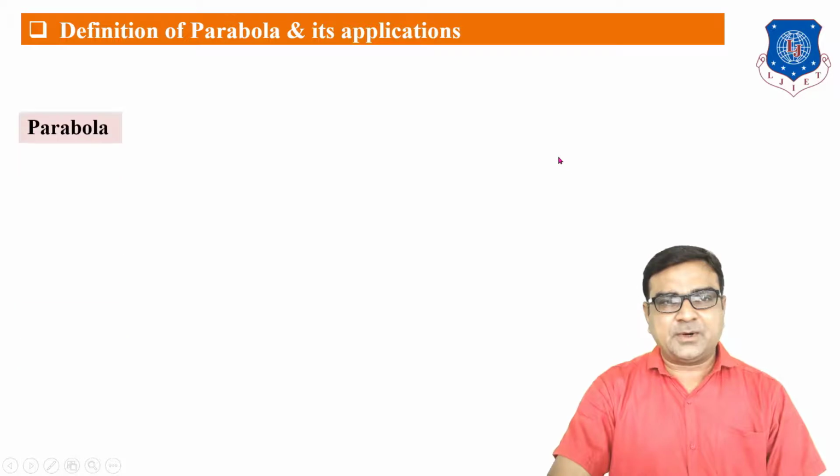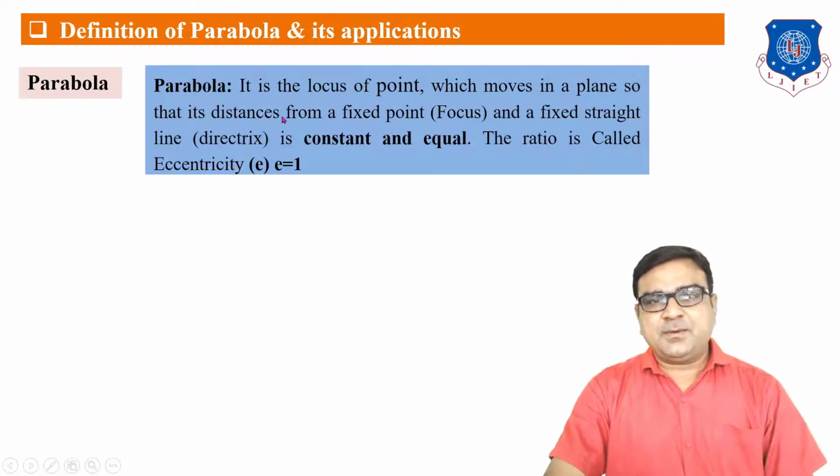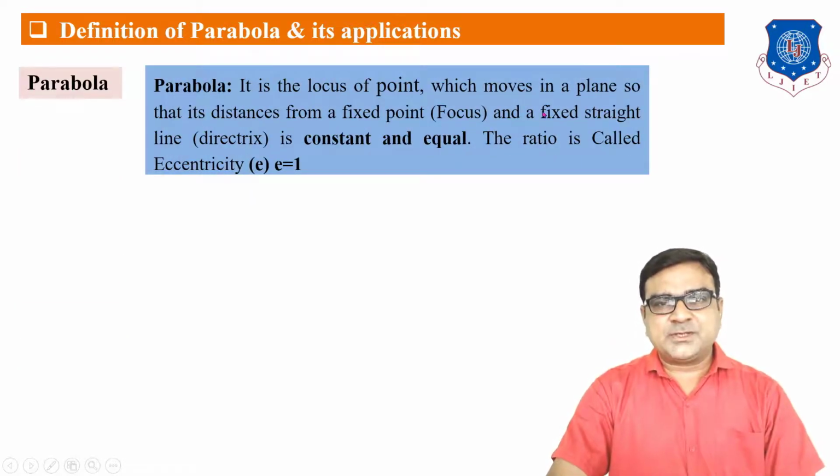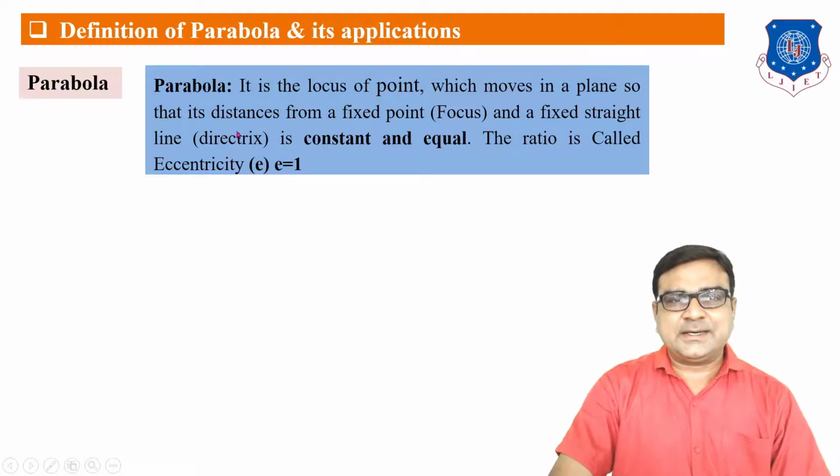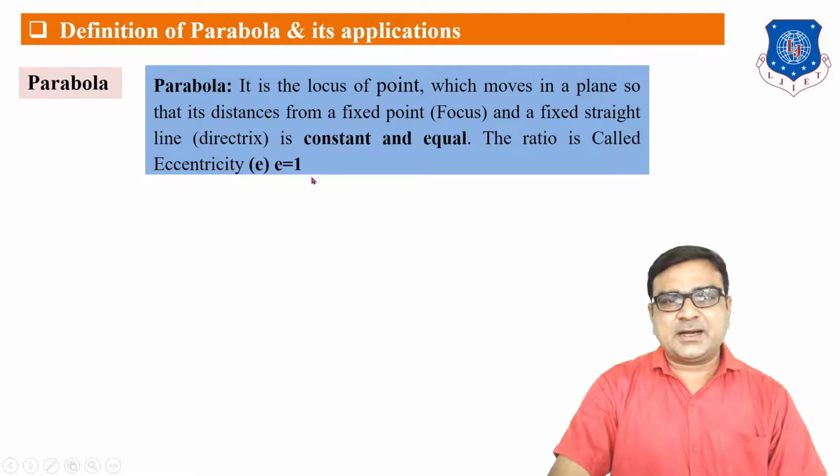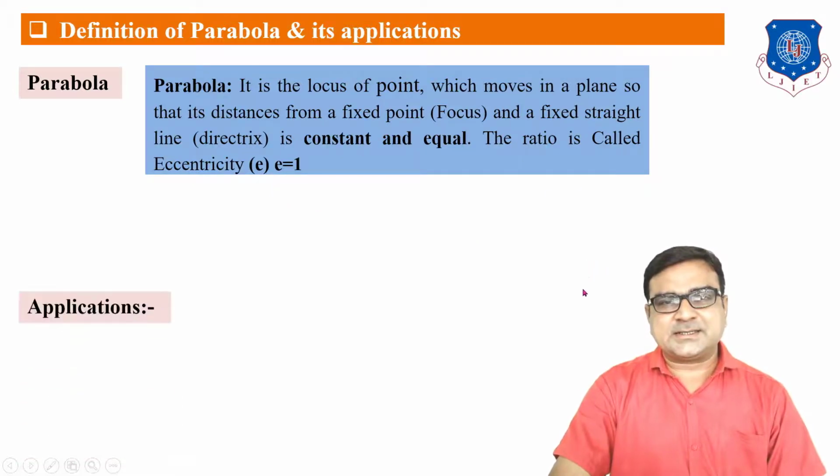Now parabola. The parabola is the locus of a point which moves in a plane so that its distance from a fixed point, the focus, and a fixed straight line, the directrix, is constant and is equal to 1. This ratio is known as eccentricity.